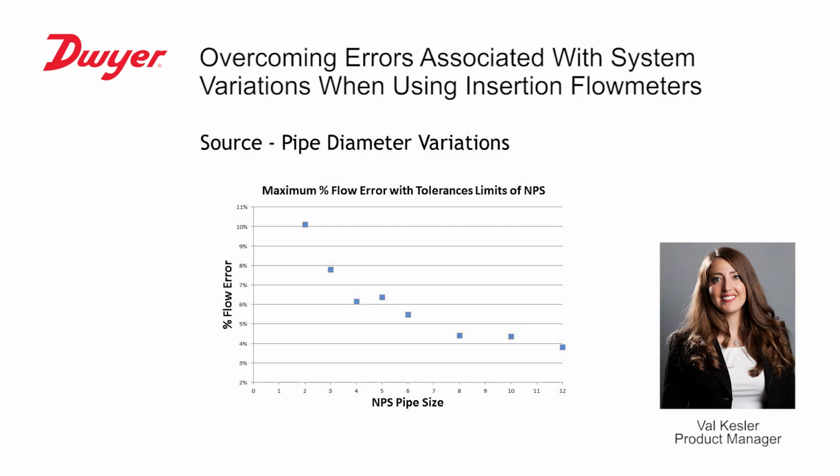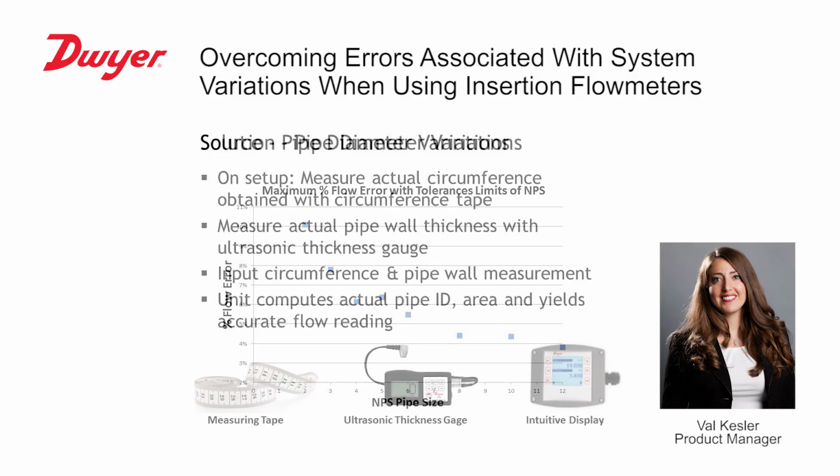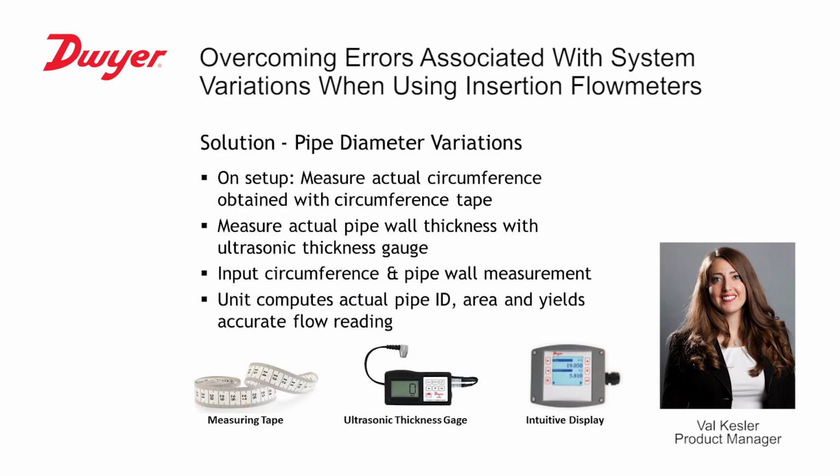So that could be very surmountable when you're looking at trying to maintain your accuracy in your flow system. So what's a good solution for that? A good solution for pipe diameter variation is to ensure that you have the actual circumference of your pipe in your application, as well as your pipe wall thickness.